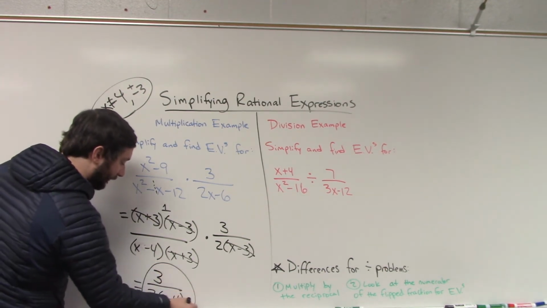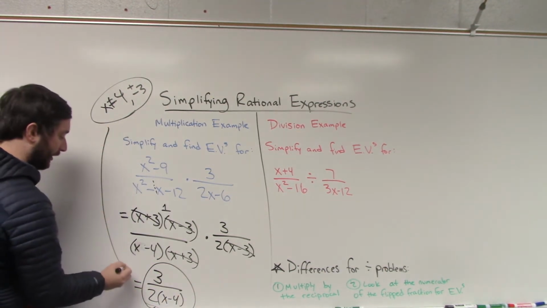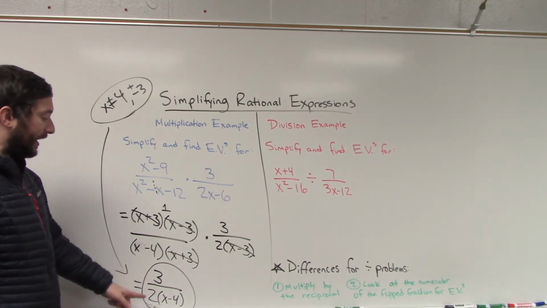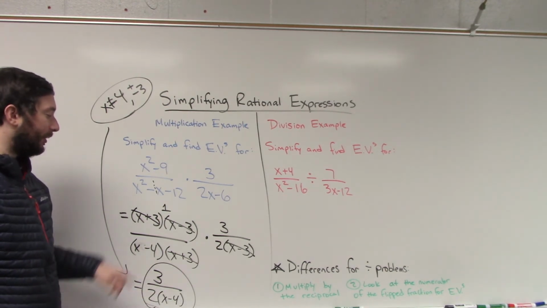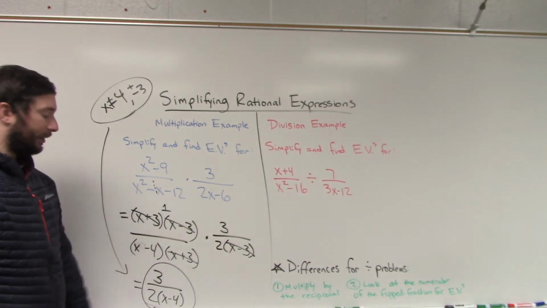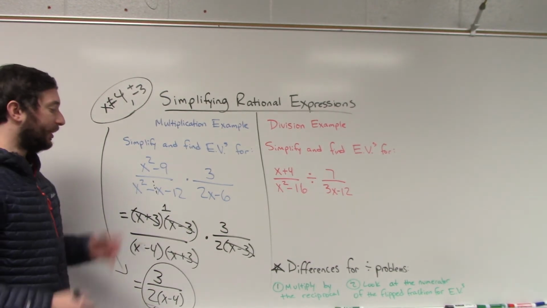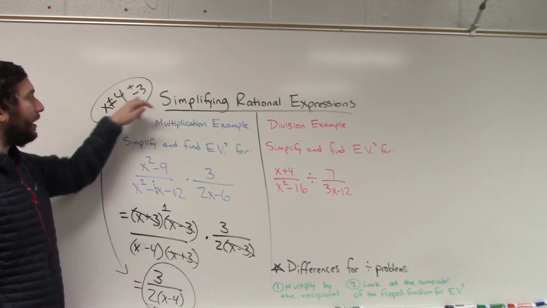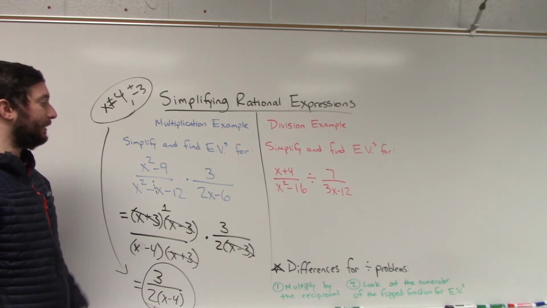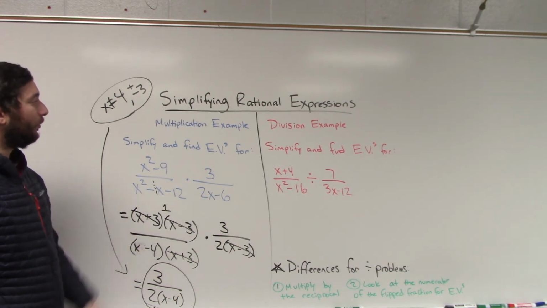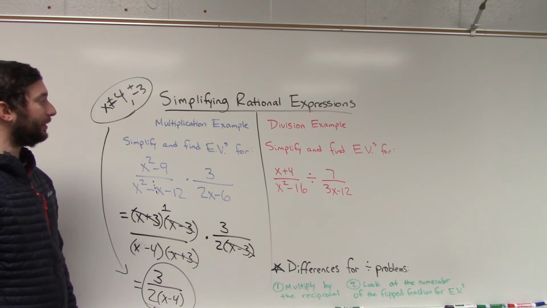This is another part of our answer along with our excluded values. 3 divided by 2 times x minus 4. These are all the things left over in our problem from what could not be canceled, along with these things that x is not allowed to be. That's how you would multiply with rational expressions.